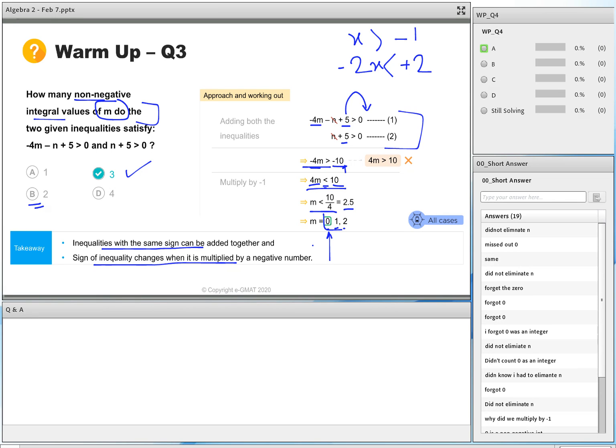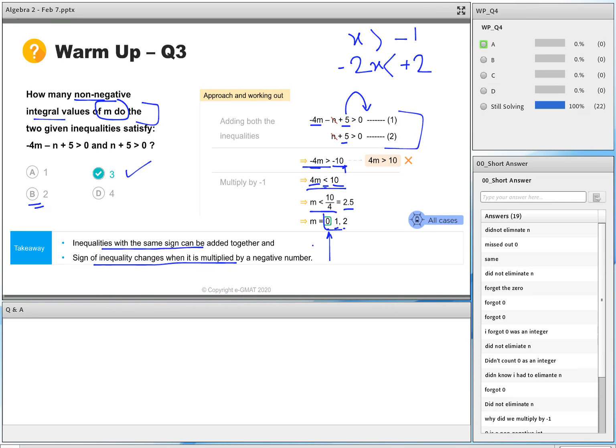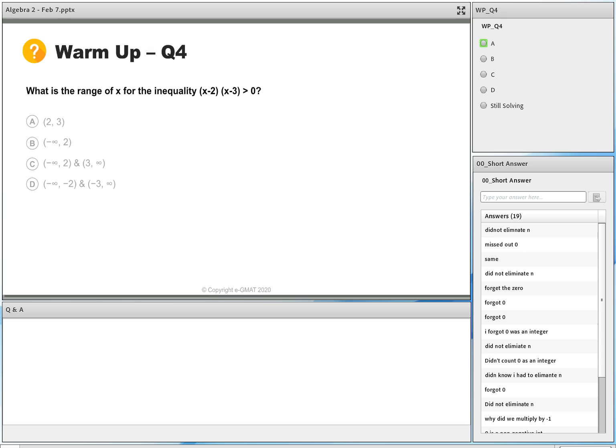All right, let's have 70 people mark us still solving, please. And then I'll give you the next question, question number 4. Let's have 70 people. I have 56. Let's get another 14. 68, 72. Perfect. So I'm going to stop broadcasting results and let's move ahead to question number 4.